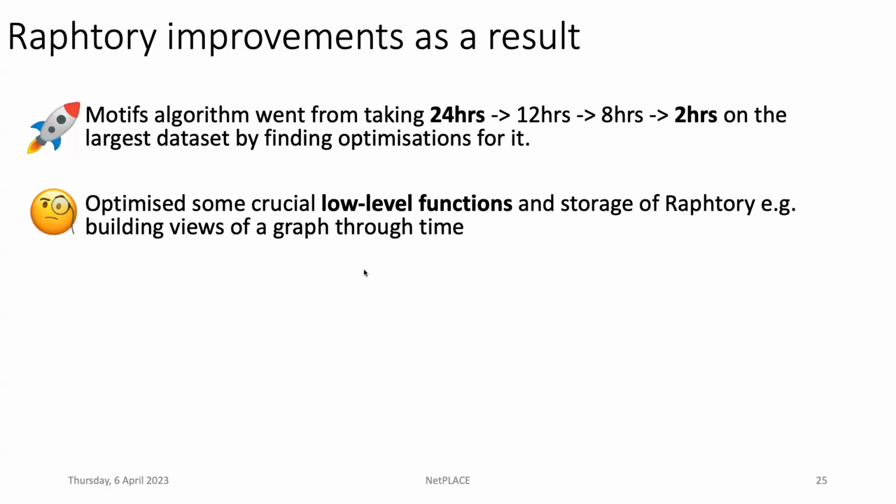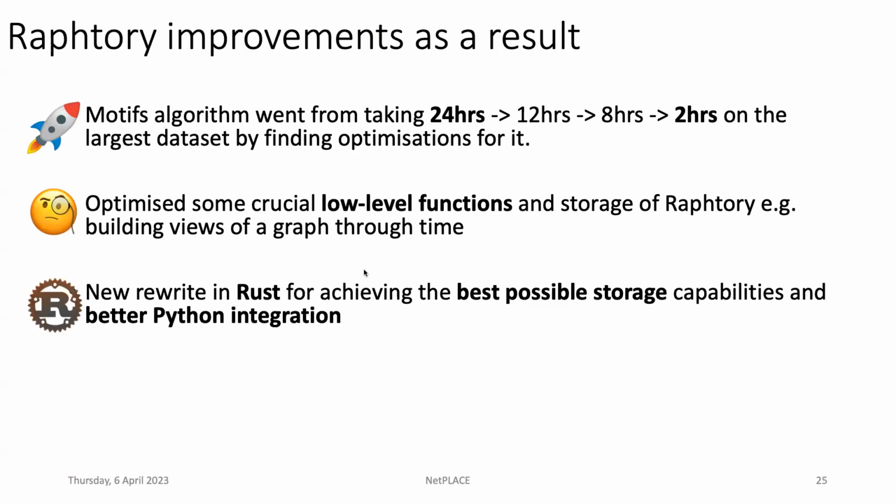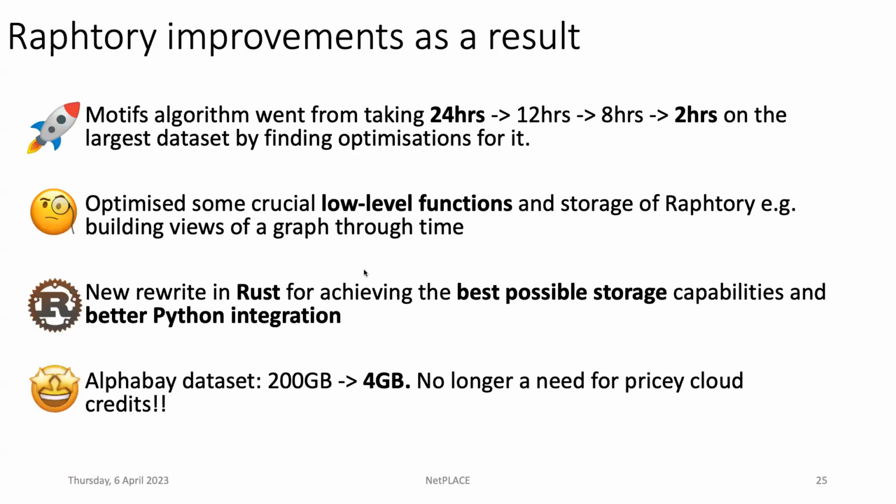I definitely can't take any credit for this part, but by talking through this with the Raphtory team, we identified some other functions in Raphtory that were slightly slow at the time, like getting a node's degree and neighbours, and managed to improve those, and also how the storage was working. Very recently, Raphtory has actually been rewritten in Rust to try and improve the storage capabilities, and also to have a better integration with Python.